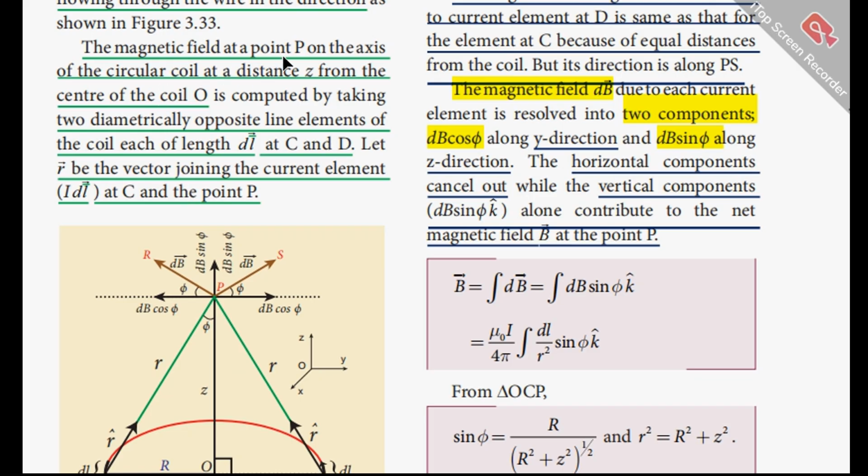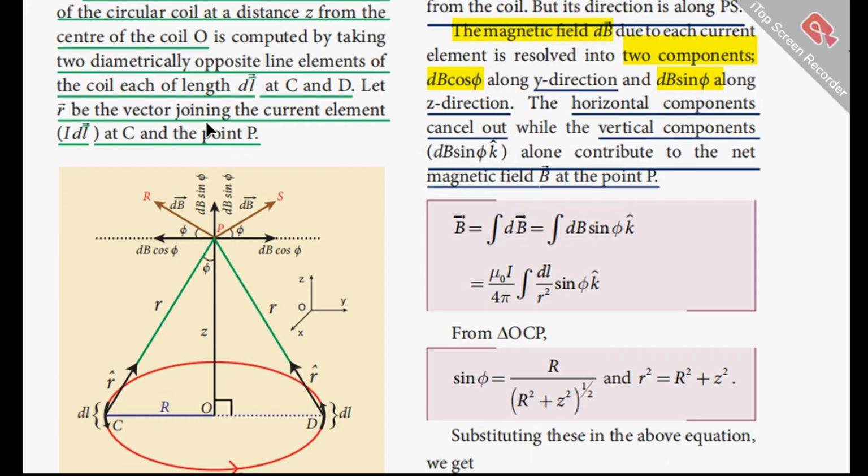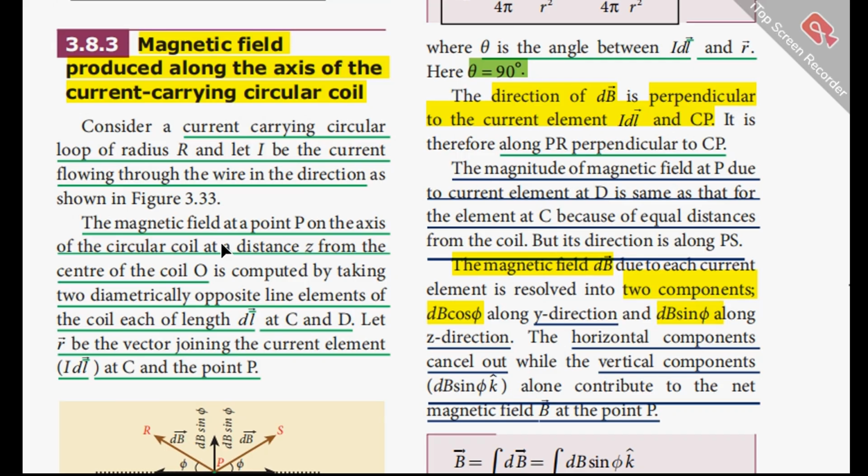The magnetic field at the point P on the axis of the circular coil at the distance z from the center of the coil O is computed by taking two diametrically opposite line elements of the coil, each of length dl at C and D. So let R be the vector joining the current element IDL at C and the point P. So here points are C and D. This is the center O, separated by distance R. This is the coil of radius R. And you are considering a point P along the axis of the current carrying circular coil.